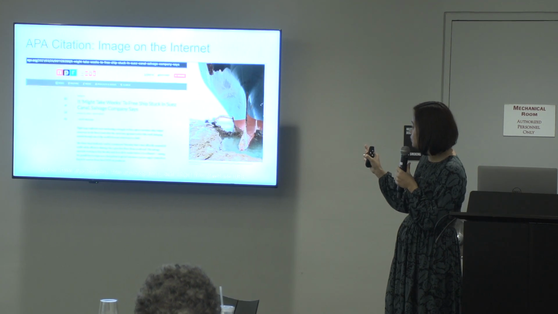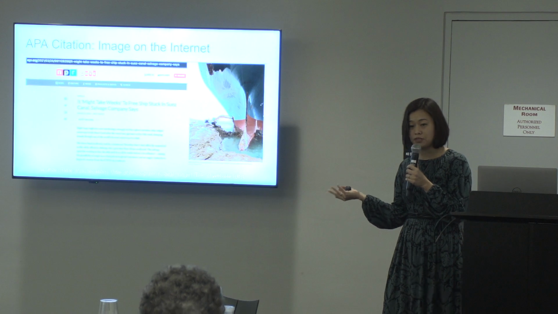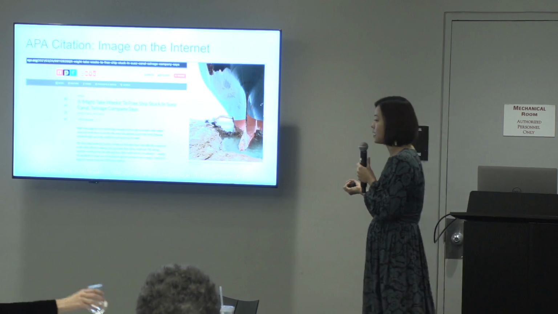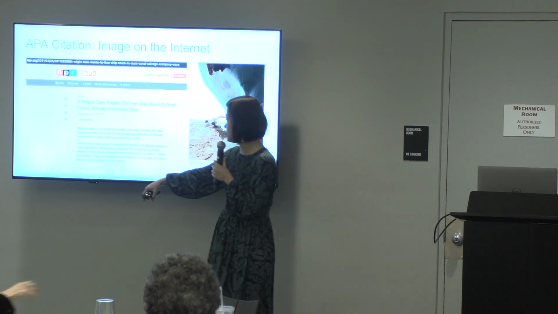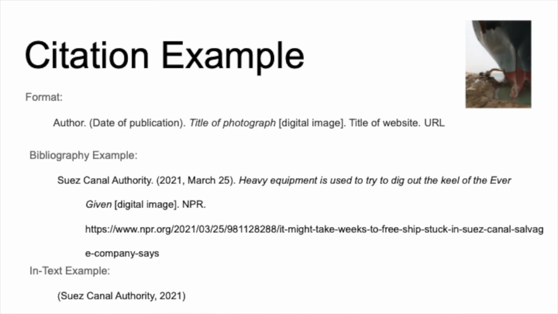So let's do a citation together of an image on the internet. This is a very common one and a very tricky one. So I've got the format down here for how it should look. You've got author, date of publication, title of photograph, and then you've got digital image in brackets, title of the website, and then URL. All right, this is gonna be hard, but I did that on purpose.